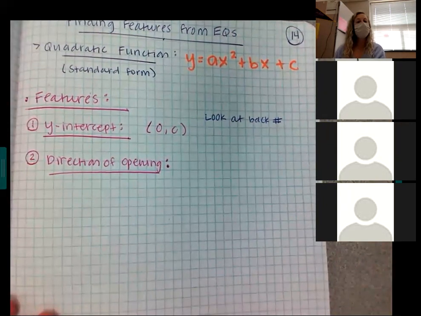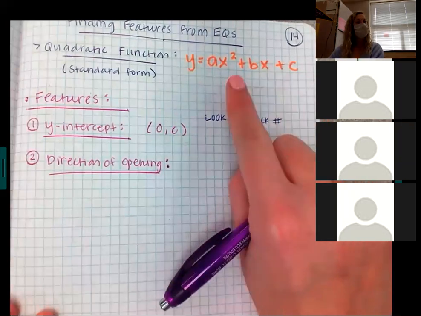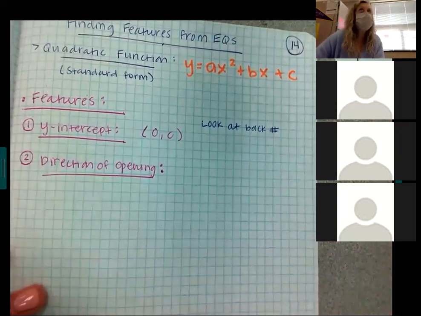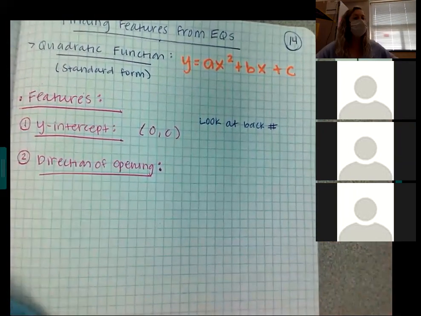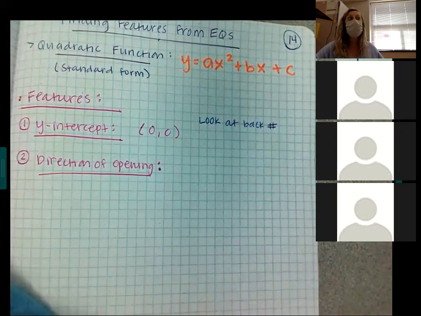Who remembers from math 1 what you look at for the direction of opening? Which one of these 3? The A. Good. Okay, the A. Now, let me ask y'all a question. I didn't say find the number of the opening, did I? So you don't look at the number. Who remembers what about the A we're going to look at?